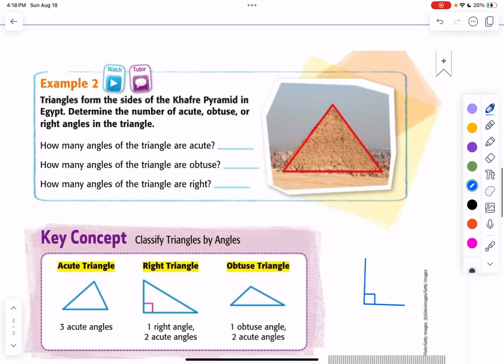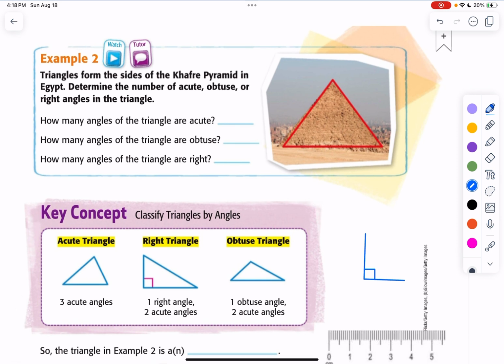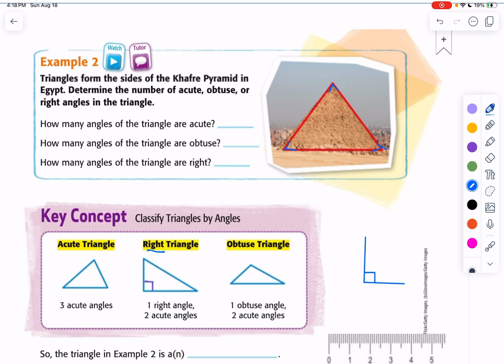Now on the next page, we're going to think about how we would classify a triangle based on its angles. So we're going to look at these right here, okay? A really easy way to figure that out is using the corner of a sheet of paper. And I'll start right here with the right triangle. And if you'll notice, it looks just like the corner of a sheet of paper. And this box indicates that it is exactly a 90-degree angle, or the corner of a sheet of paper.